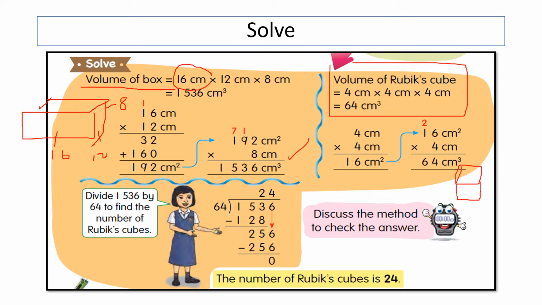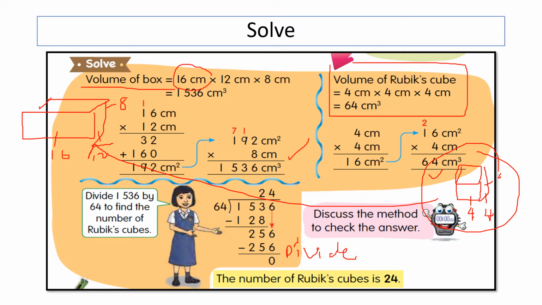4. Cube, bila sebut cube, walaupun disebut 4 kat sini, cube should be same lah. 4 is also 4, so 4 times 4 times 4, you can get 64. Bila macam mana kita nak cari berapa banyak yang kecil ni boleh masuk dalam kotak besar ni, so you have to divide. So dapatlah jawapan ni. Okay, 24.